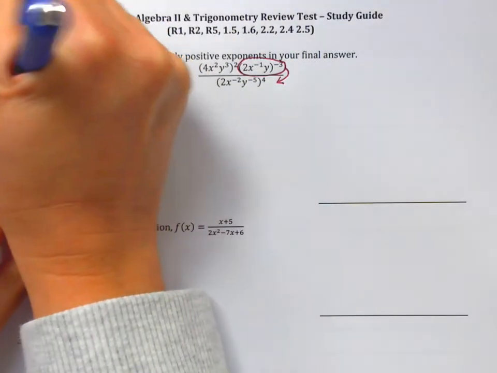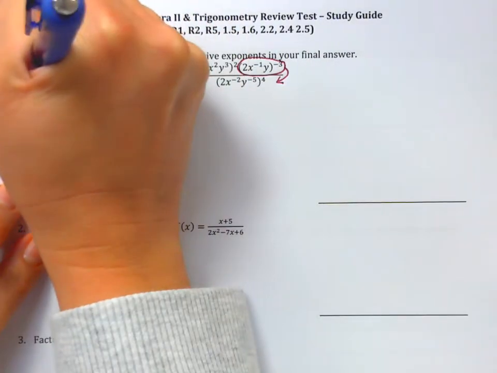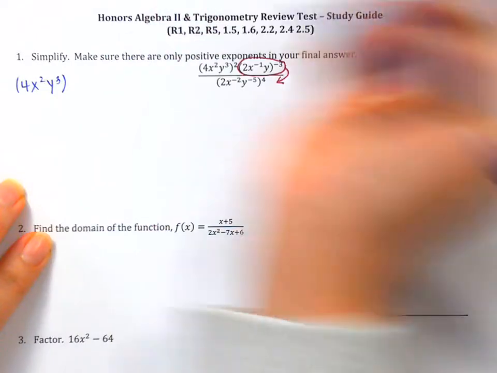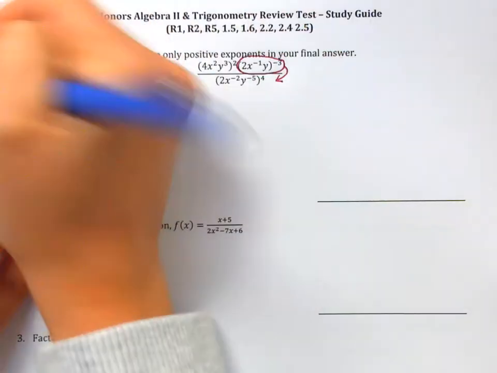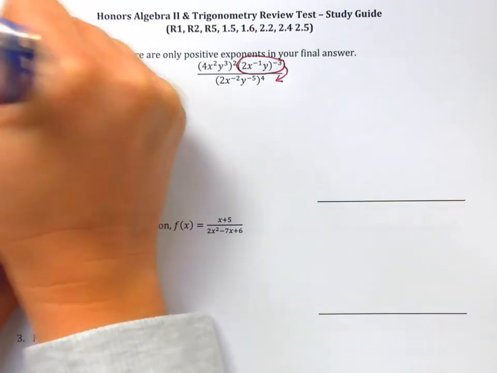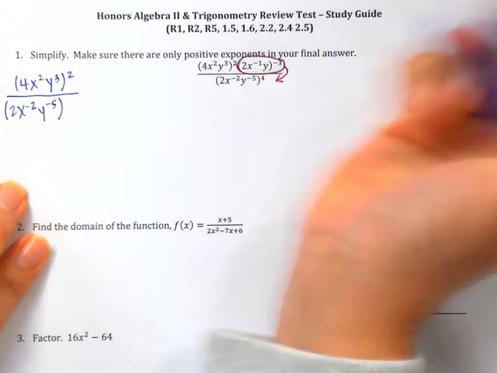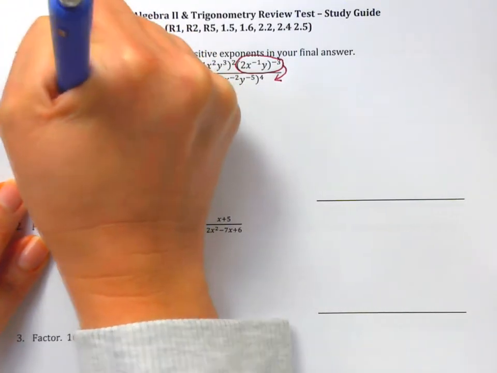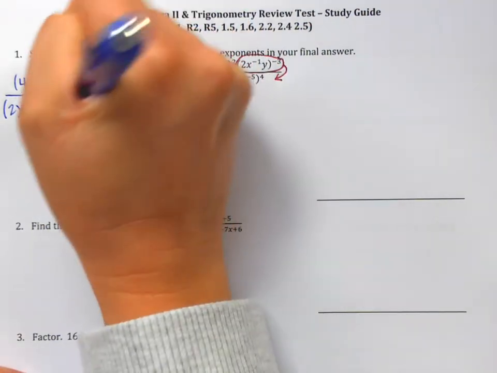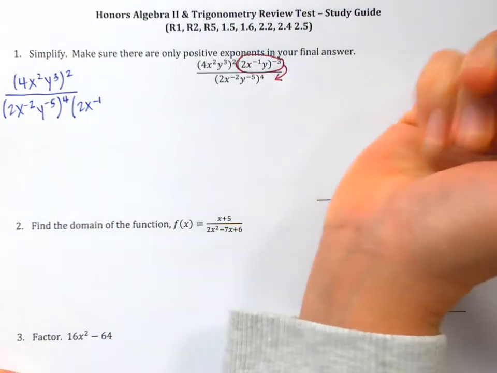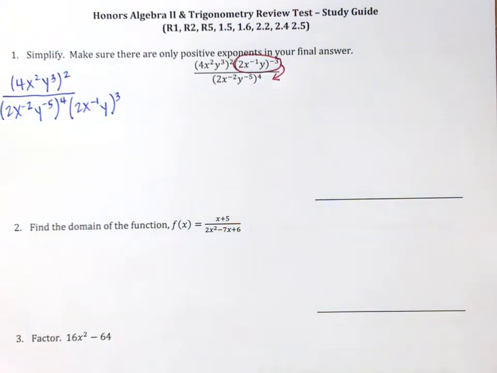Okay, so we have 4x squared, y cubed squared, all over, and this is going to stay the same: 2x to the -2nd, y to the -5th to the 4th power. And then everything on the inside of the exponents is going to stay the same. So 2x to the -1, y, but now that 3 on the outside is going to be positive.